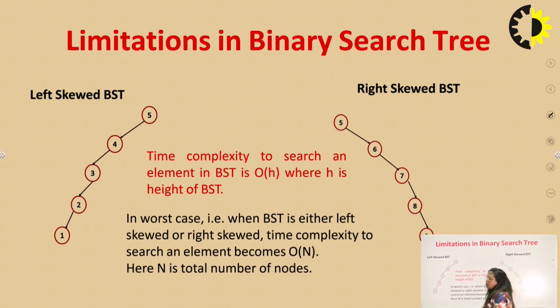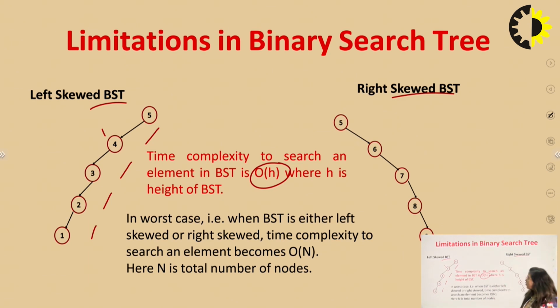Now here are some limitations of BST. So BST has some limitations. Means when you have some number of elements and you create a BST, according to this it is called a BST, but the height increases at every step. So this is called a left subtree and this is called a right subtree. According to the left or right subtree, some limitations occur. First one is the time complexity of searching an element in a BST, that is order of H.